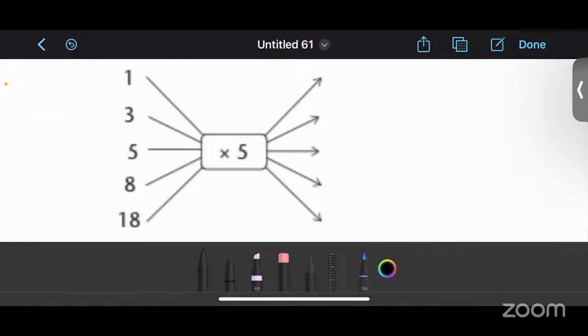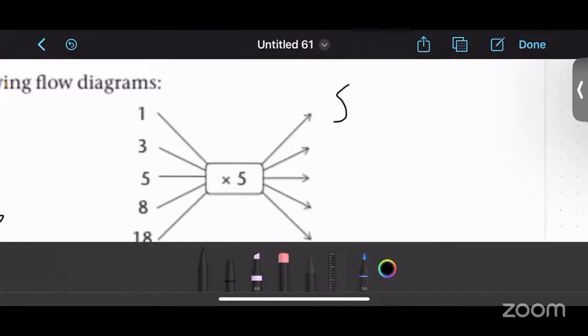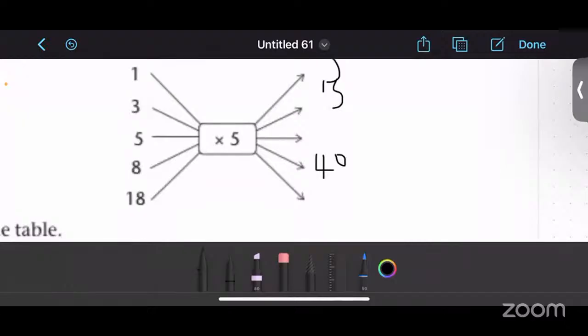What's gonna be the x value? And for the output value, the y. The first one is 5. Second one is 15. The one that 8 times 5 equals 40. 18 times 5 equals 90. And then this one is going to be 5.